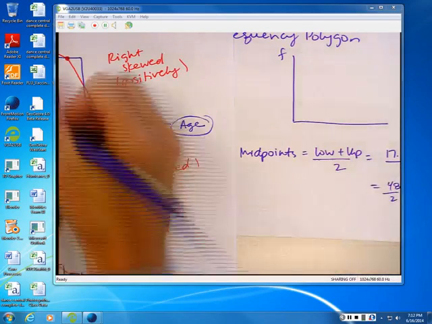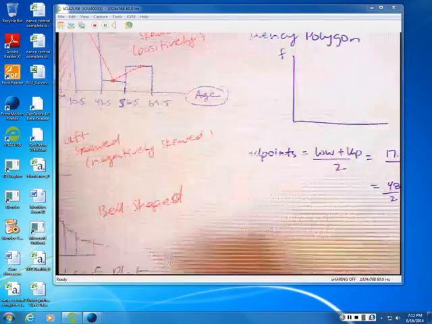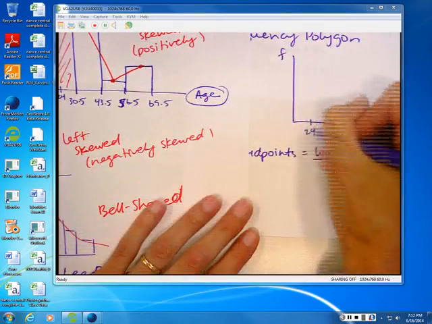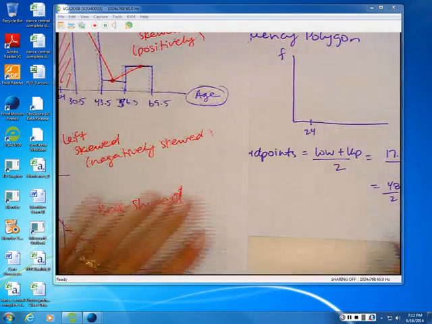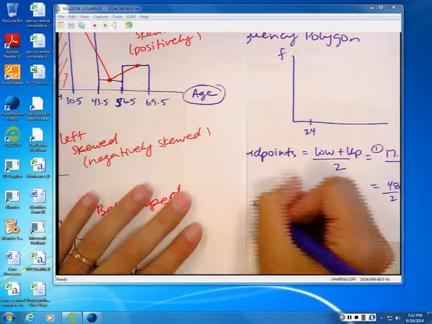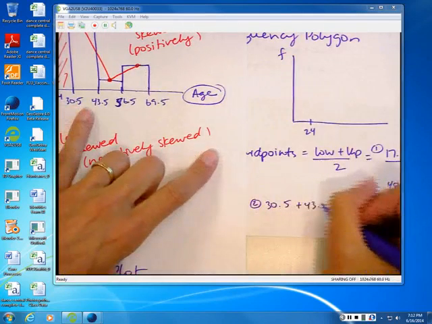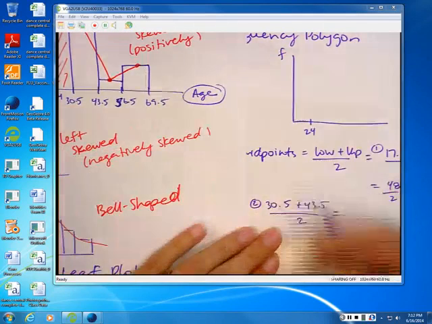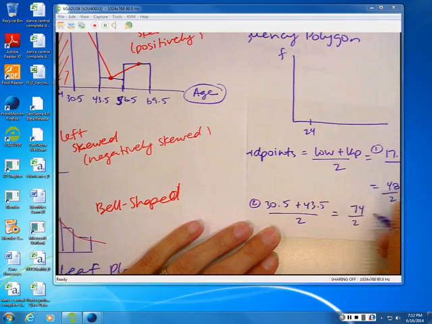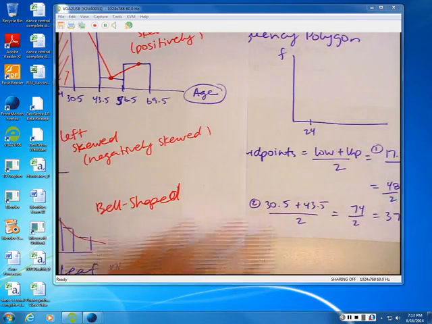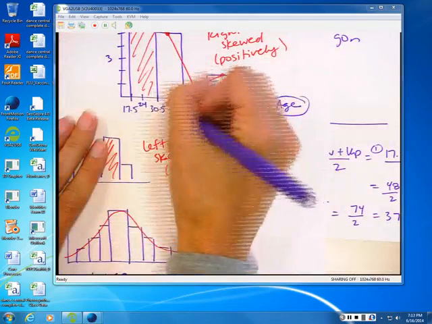So this midpoint, move it back over right here, is at 24. Now remember, each of my classes had a width of 13, so these should be 13 apart. But let me do one more calculation, number 2. Let's do the next one, 30.5 plus 43.5 divided by 2. And if I add those together, I get 74 divided by 2, which is 37. That would be the next midpoint. That is this guy right here, 37.